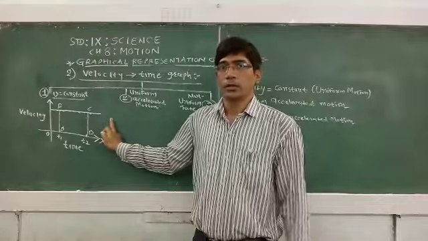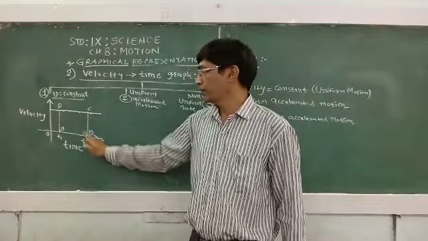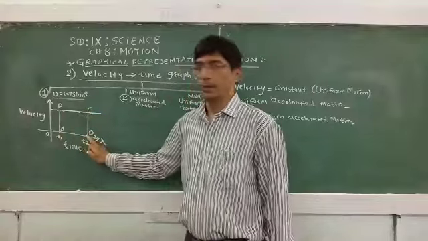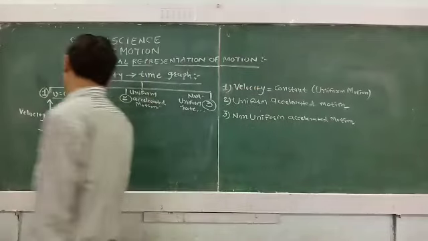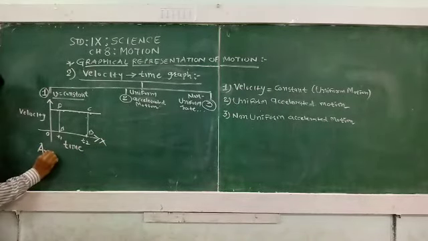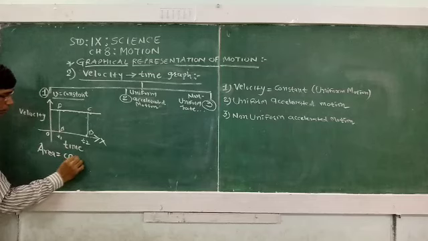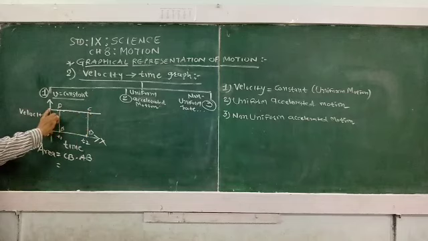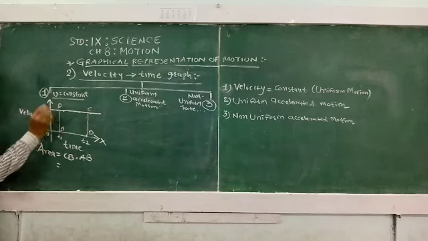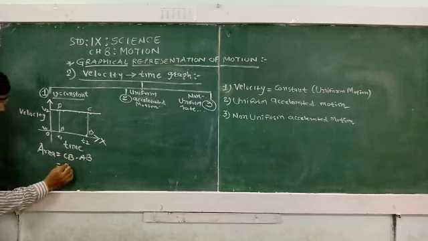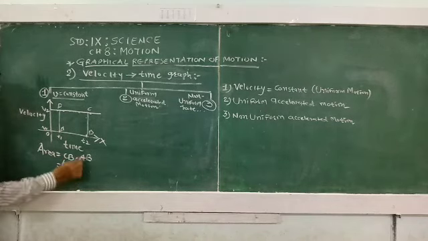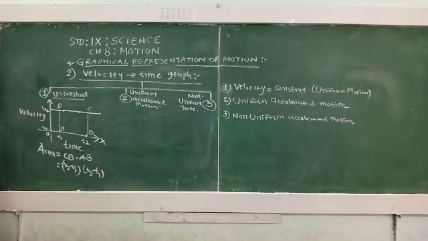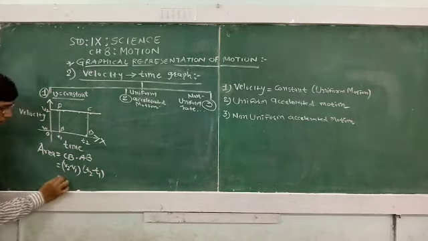So the area given by the velocity versus time graph is given by CB into AB. So the area is equal to CB into AB. The CB is equal to velocity V2 minus V1. Here is the V2 and this is the V1. V2 minus V1 into the AB time interval T2 minus T1. So in this way, this area gives the distance.